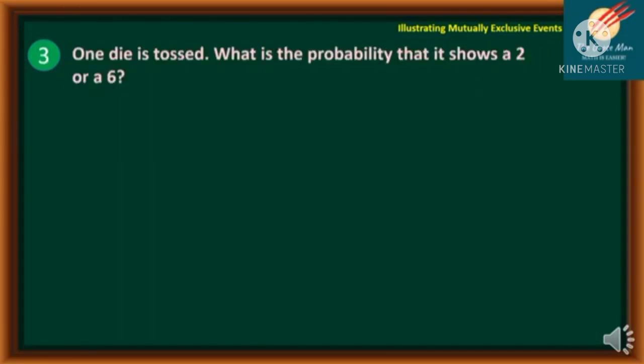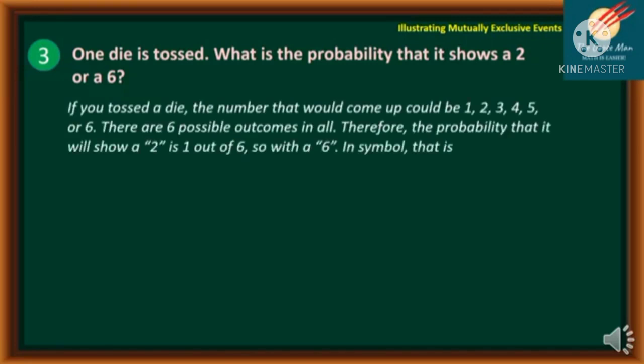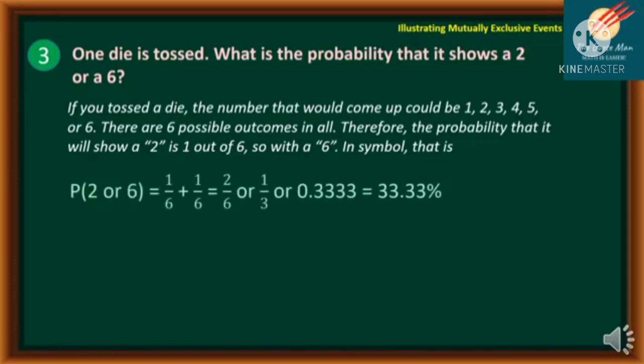Let's move on to problem number 3. One die is tossed. What is the probability that it shows a 2 or a 6? If you toss a die, the number that would come up could be 1, 2, 3, 4, 5, or 6. There are 6 possible outcomes in all. Therefore, the probability that it will show a 2 is 1 out of 6, and the same with the 6. So the probability of 2 or 6 is equal to 1 over 6 plus 1 over 6, or 2 over 6, which equals 1/3.